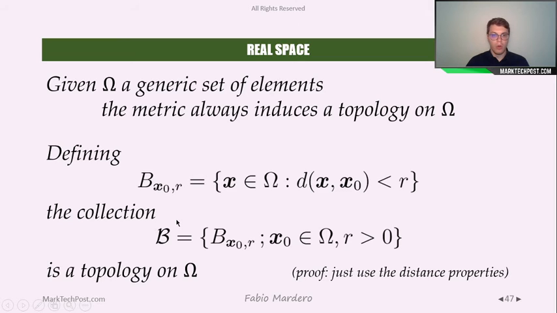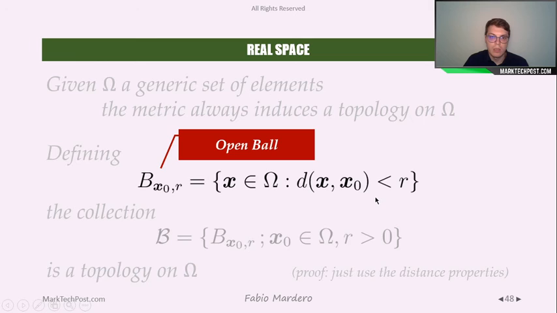The collection of all the open balls we can define on the space can be described by taking the balls with respect to every element x0 inside omega and a positive radius. So the collection of all these balls, B, is a topology on omega. That's the most general concept. So to do this on the real space, we just have to describe d. How can we describe d?